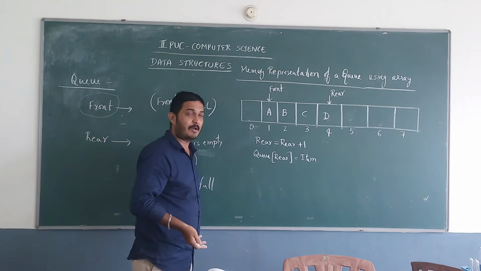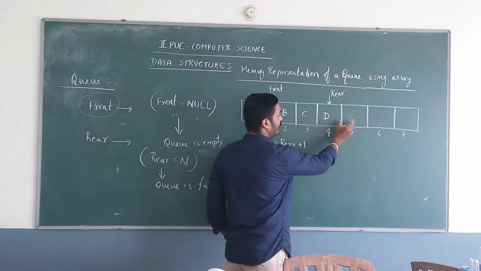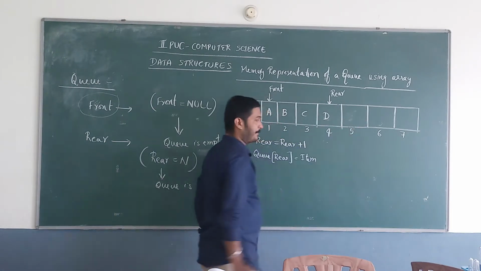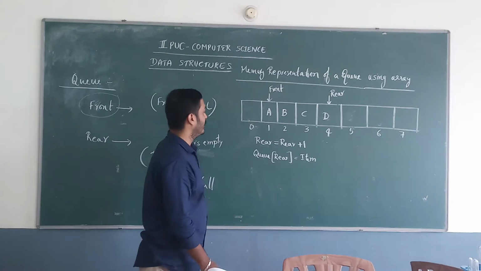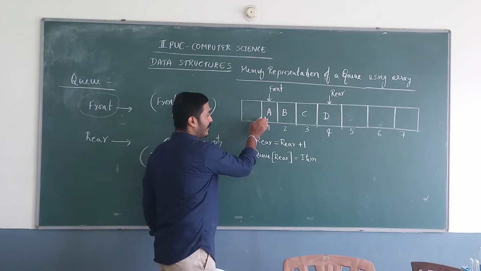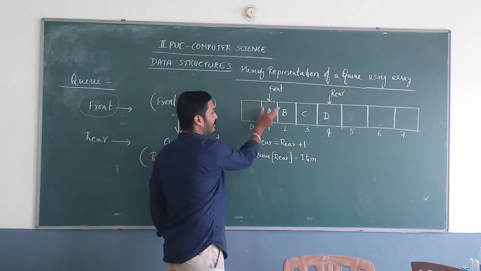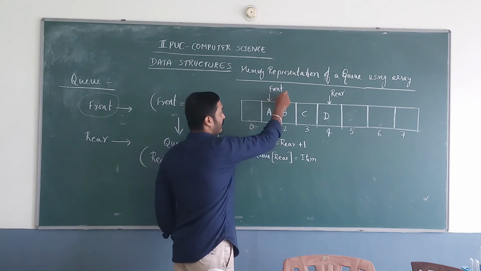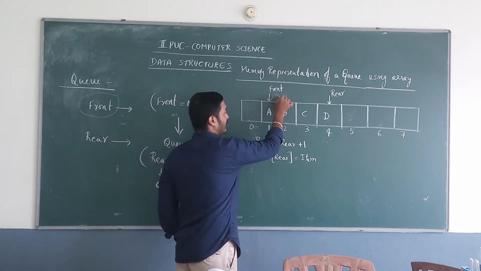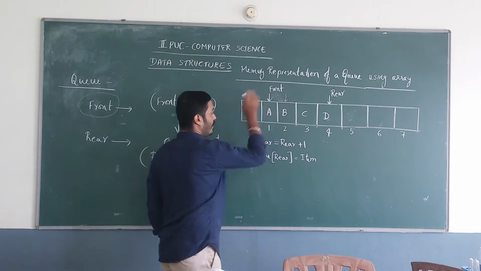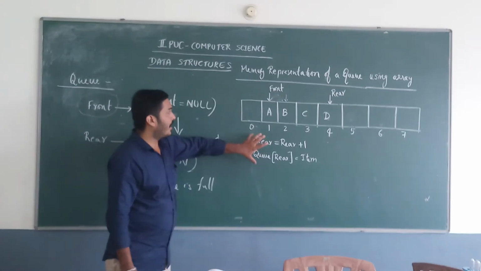Suppose you want to insert one more element, then we have to insert at this location, after D. Say if you want to delete, deletion starts from this particular location. So next, your front will jump from this location to here like this. Okay.